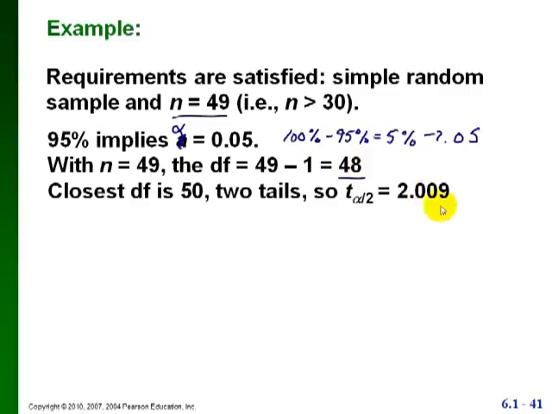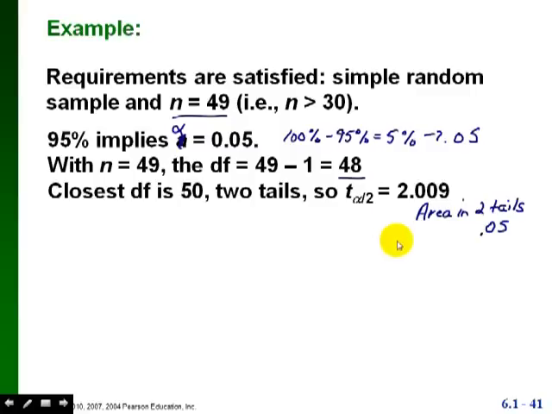Now what you'll find in the t-table, if you look at it, is there's a part at the top that says area in two tails. That's the part that we're always going to use for confidence intervals, because we're always dividing our alpha between the two tails, just like we did with the normal distribution. So at the top, where it says area in two tails, under that you're going to look for your alpha. So the column you want to look in is the area in two tails where it has 0.05.